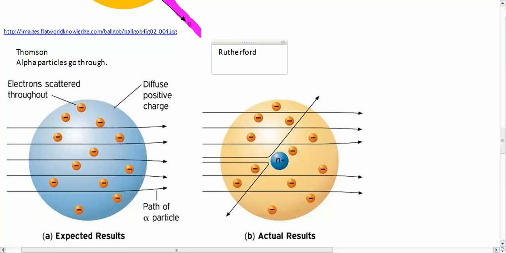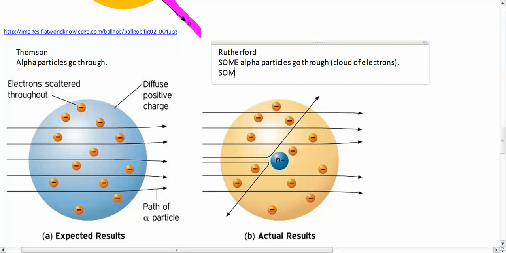However, here's Rutherford's model. And in Rutherford's model, some alpha particles go through. The ones that go right through are the ones that are traveling through the cloud of electrons. But what's really different about Rutherford's model is that some alpha particles bounce back. And the suspicion, which it turns out is correct, is that they bounce back because they hit the nucleus.